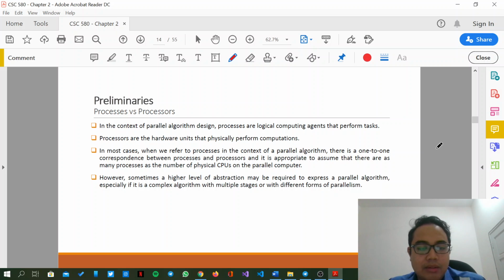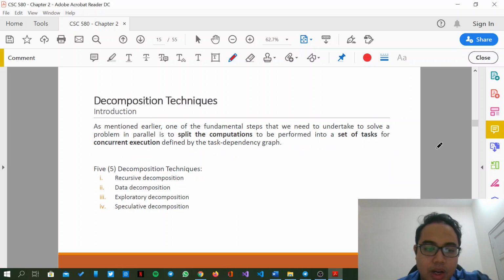However, sometimes a higher level of abstraction may be required to express parallel algorithms, especially in complex algorithms and multiple stages of different forms of parallelism. Kalau ada different form of parallelism, complex algorithm, yang tu lain cerita lah. Kena buat lagi lah dia punya ni.